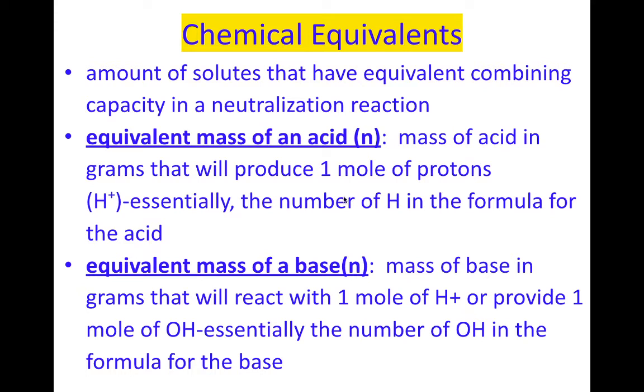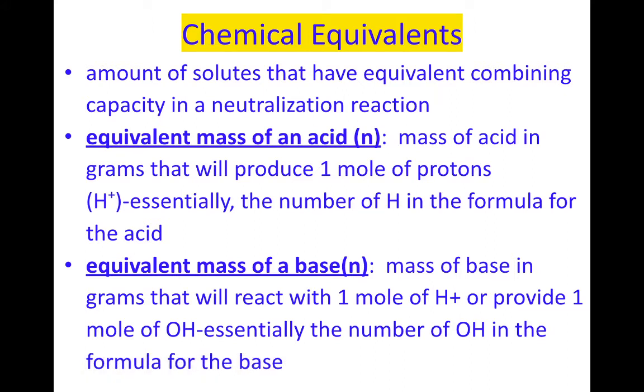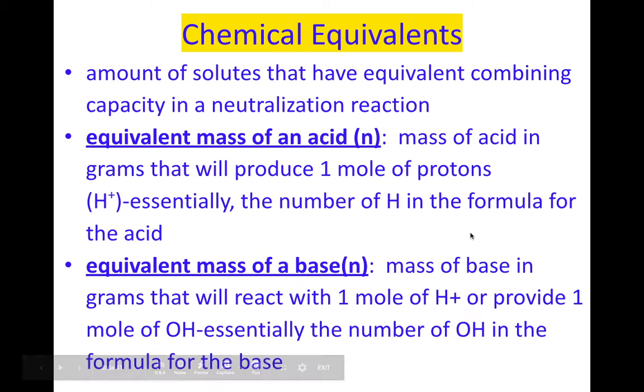When we look at the equivalent mass of a base, it is the mass of base in grams that will react with 1 mole of hydrogen ions or provide 1 mole of hydroxide ions. And so essentially, the number of hydrogen ions that it can react with depends upon how many hydroxide ions there are. So essentially, we're looking at the number of hydroxide ions in the formula for the base. So if we're looking at, for example, NaOH, well, NaOH has 1 OH, 1 hydroxide, so it has 1 equivalent. Ba(OH)2, well, it has 2 hydroxide ions, so it has 2 equivalents.